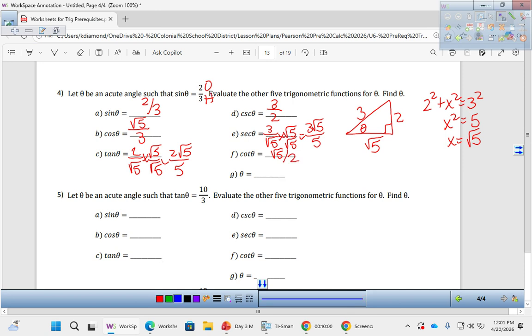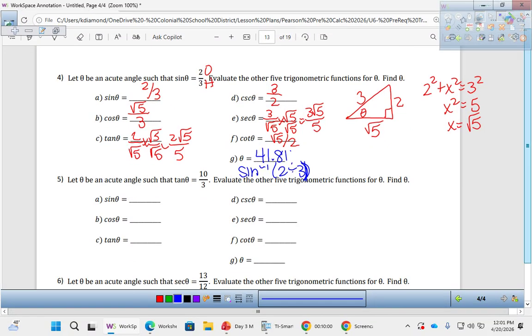To get the theta, I could use sine, cosine, or tangent, but sine is the most simple of all three of those, so I'm going to do the sine inverse of 2 divided by 3 in my calculator. I just have to make sure that I am in degree mode when I'm doing that. So I'm hitting second sine, and 2 divided by 3 is giving me 41.81 degrees.